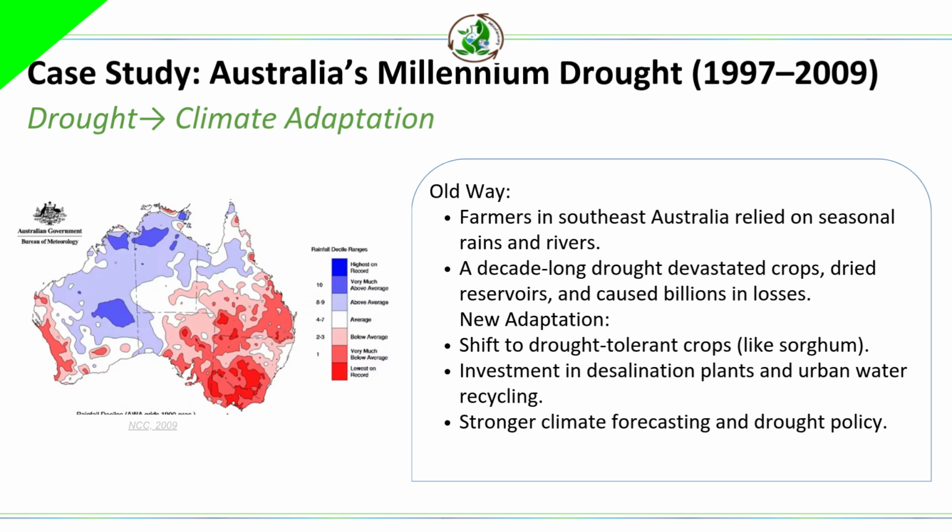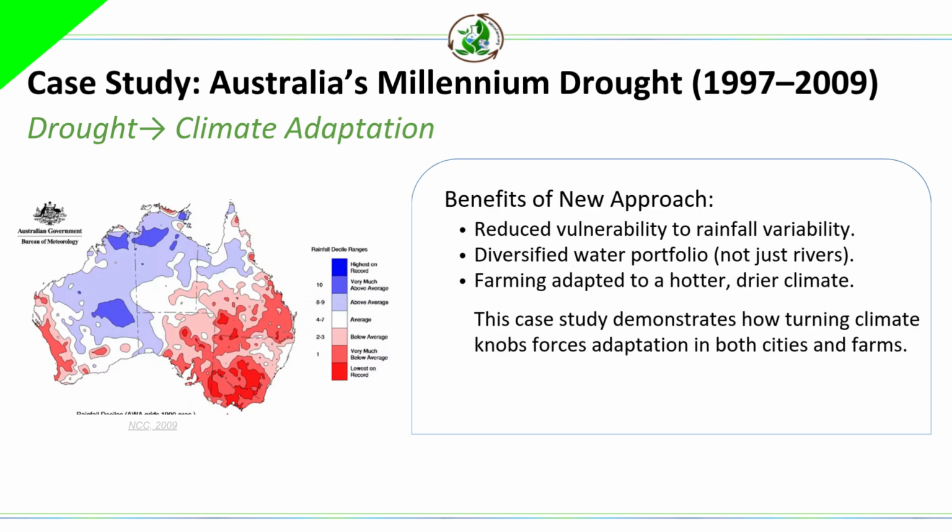The new approach focused on adaptation. Farmers shifted to drought-tolerant crops, like sorghum. Cities invested in desalination plants and water recycling programs. They also improved climate forecasting and implemented stronger drought policies. This case study shows how regions can respond to prolonged drought by using both technology and smart planning to protect water supplies and livelihoods.